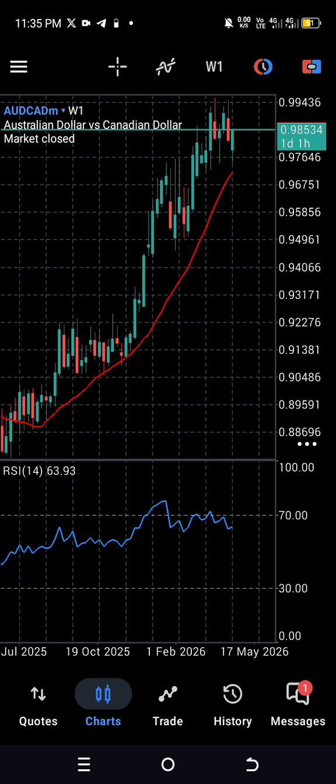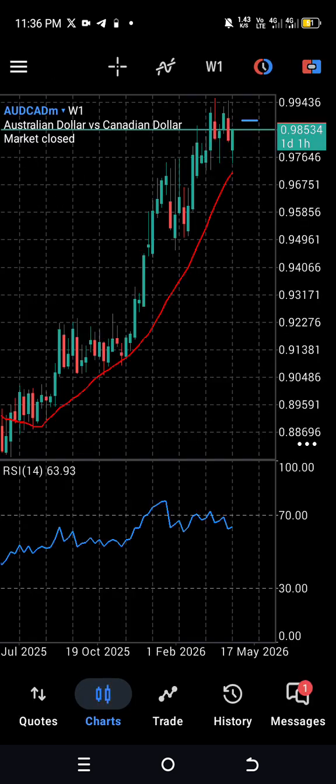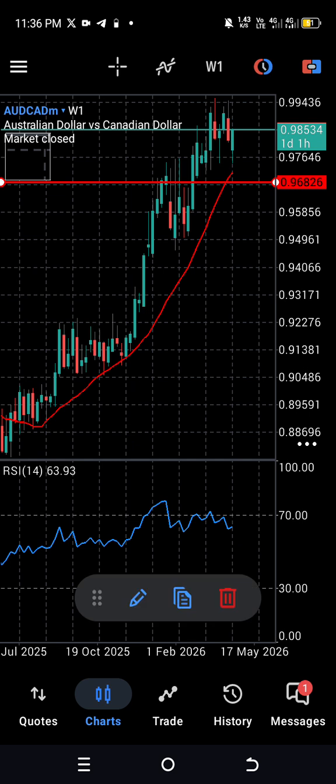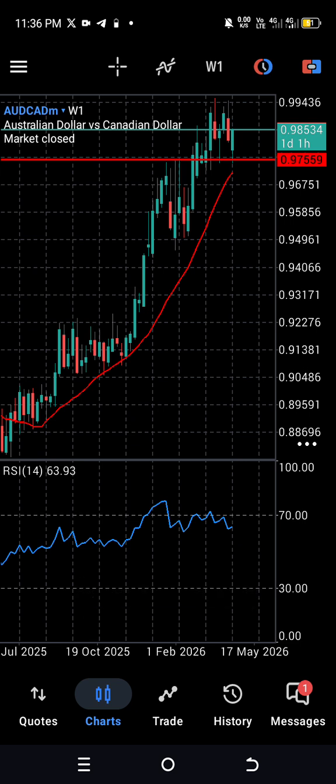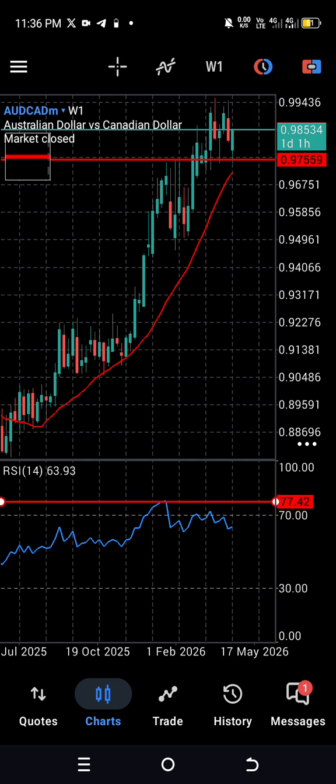Now we are looking at Australian Canadian dollar. The previous example, the first example I told you, is a regular bullish divergence example. Now I'm showing you a regular bearish divergence. Now we have spotted our bearish divergence here. This is how we spotted our divergence here.